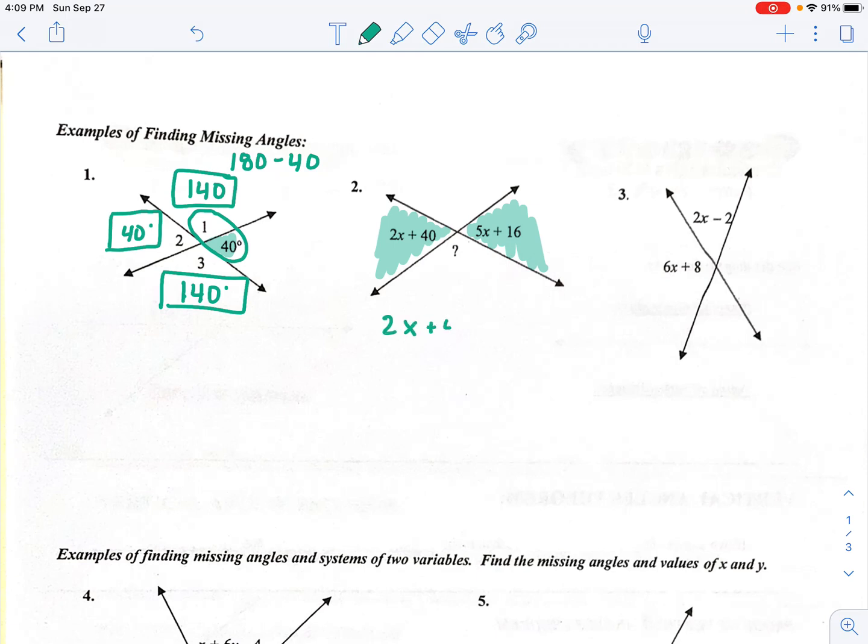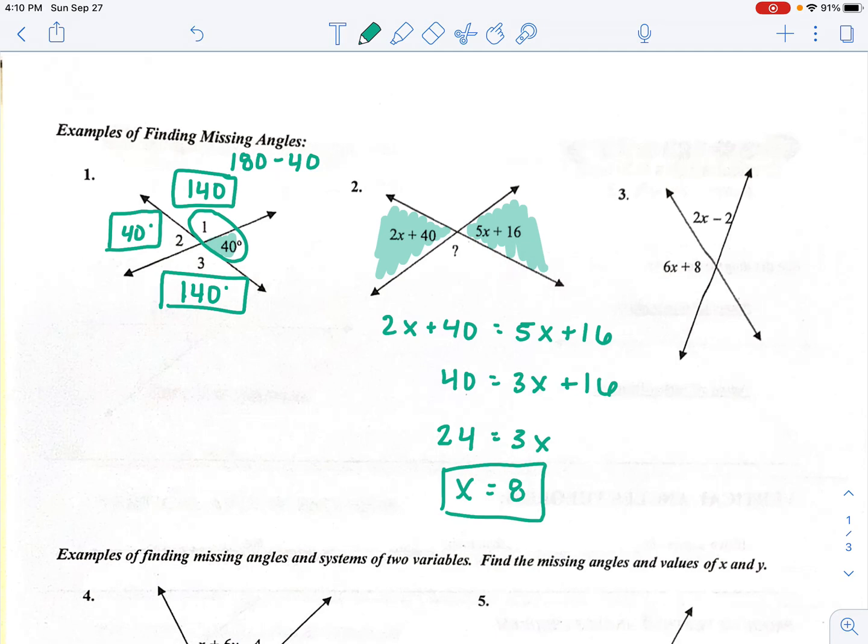So I can say 2x plus 40 equals 5x plus 16. Let's solve for x here. I would subtract 2x from both sides. Okay, I'm going to subtract the 16 from both sides there. I'm going to divide by 3, and I get that x is 8.